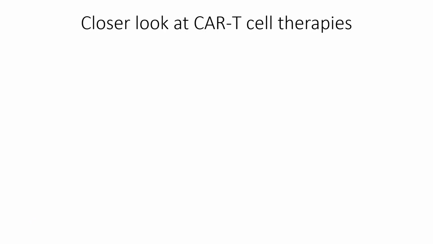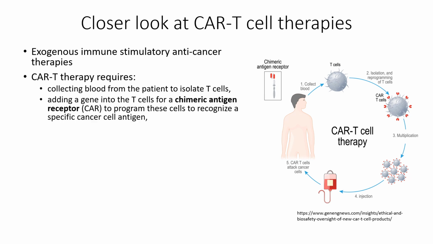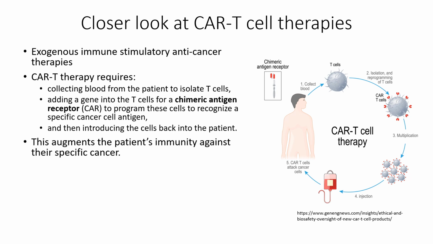Now, let's take a closer look at CAR T cell therapies. These are exogenous immune stimulatory anti-cancer therapies, and in general, they work like this. You collect blood from the patient to isolate their T cells. You add a gene to the T cells for a chimeric antigen receptor, that's where the name comes from, to program these cells to recognize specific cancer antigen, and then you introduce them back into the patient. And the idea is that now you have very targeted T cells that should be able to augment the patient's specific immunity against their specific cancer.